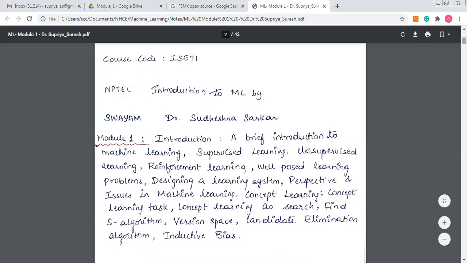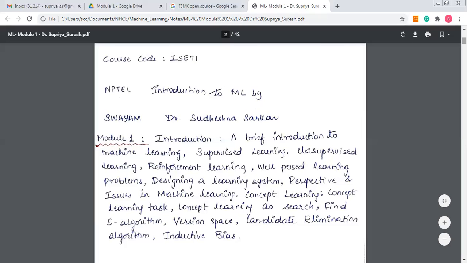And with respect to concept learning, concept learning task, concept learning as a search. There are a few algorithms involved in it. One is the Find-S algorithm and the candidate elimination algorithm with the version space and inductive bias. This is about the contents of your module one.